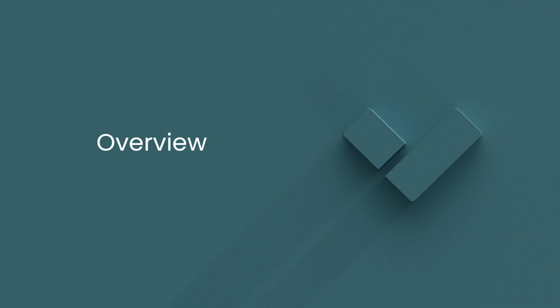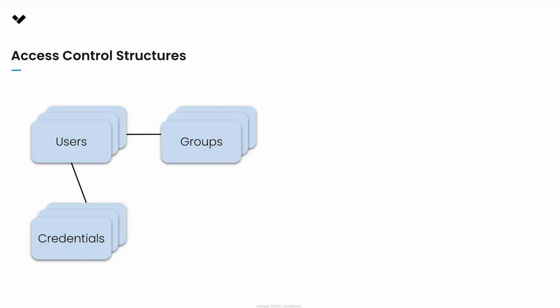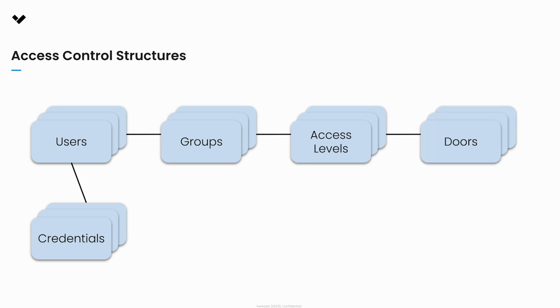We'll start with a high-level overview of how users are given access to doors. Let's start out with users, who are the people in the organization who need access to doors. Users have credentials, which identify them at readers. Users are then placed into groups, which are helpful to organize people who have similar door access needs. Groups are then given access levels, which define what doors each group should be granted access to and when they should be granted access to those doors. And of course, each door has its own schedule, which determines if and when the door is unlocked, access controlled, or locked. Now let's drill into each of these components.